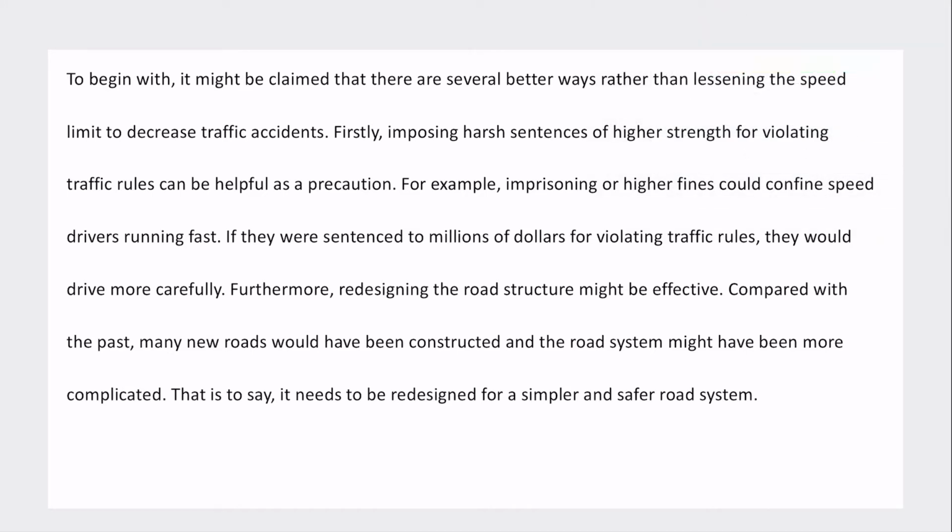To begin with, it might be claimed that there are several better ways rather than lessening the speed limit to decrease traffic accidents. Can you hear how it all merges into one sentence? And it's a little bit, there are several better ways to do something. There are several better ways to eat ramen. There are several better ways to cook eggs. But we've got this extra piece of information here, okay?